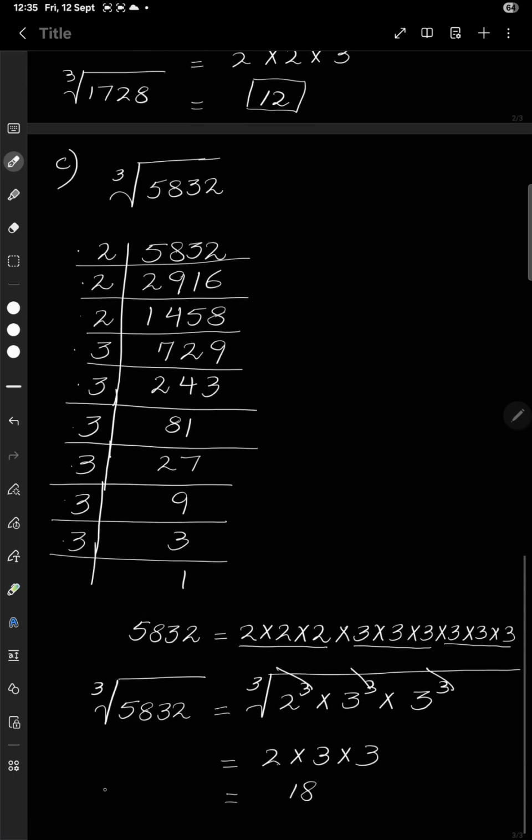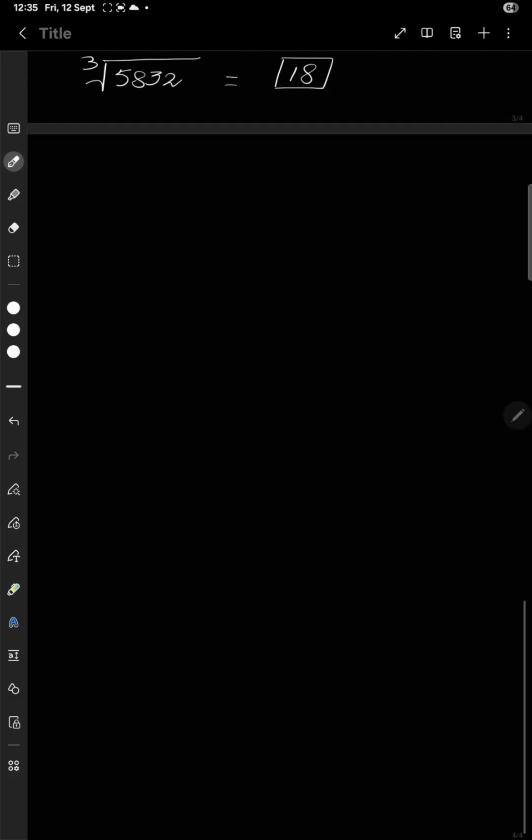So this means we can say that the cube root of 5832 will be equal to 18. Very easy part. So let's move to the D part, which is pretty easy to solve. Cube root of 8000. Let's do the prime factorization first.